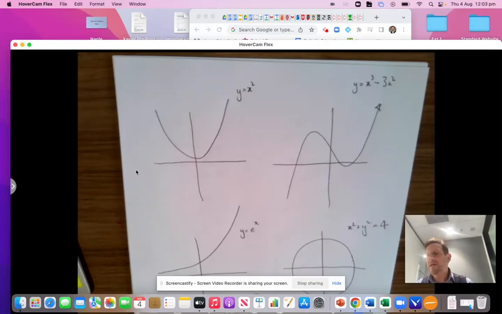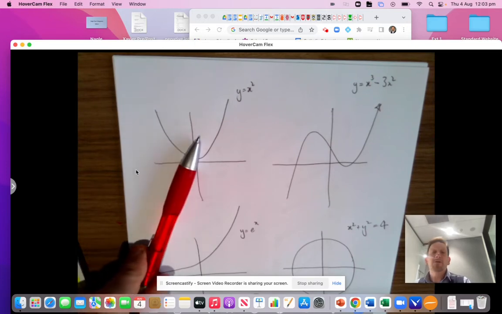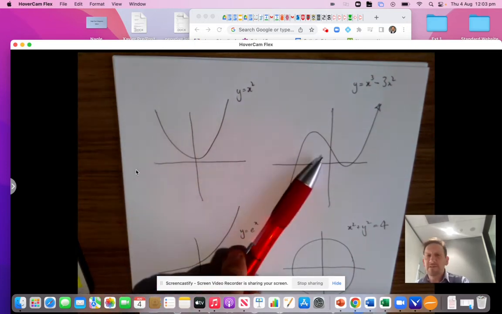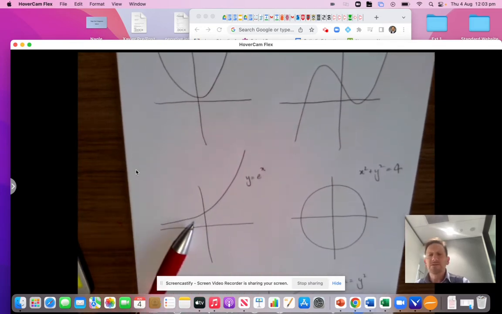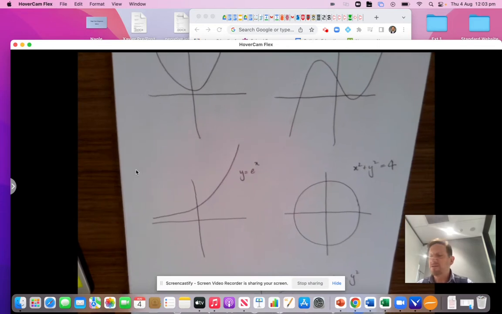Okay, so what makes a function and what doesn't make a function? So this is y equals x squared. It's a function. And x cubed, that's a function. This y equals e to the power of x. These are exponentials. They are functions.